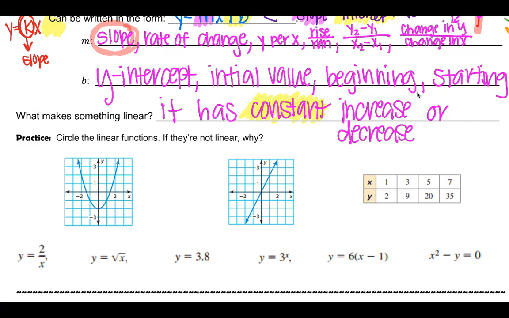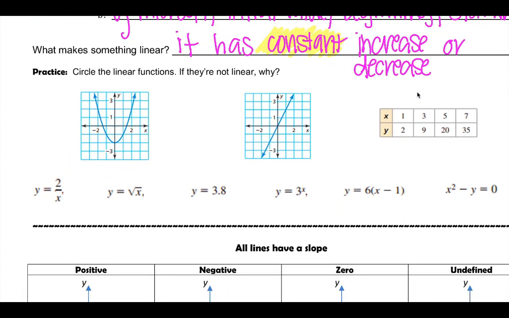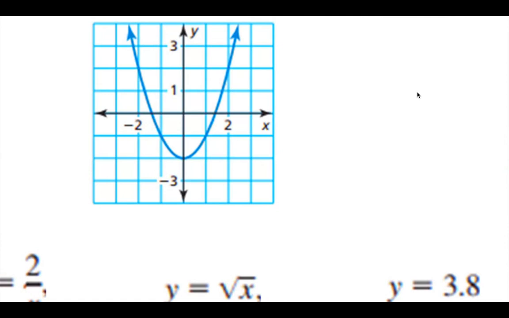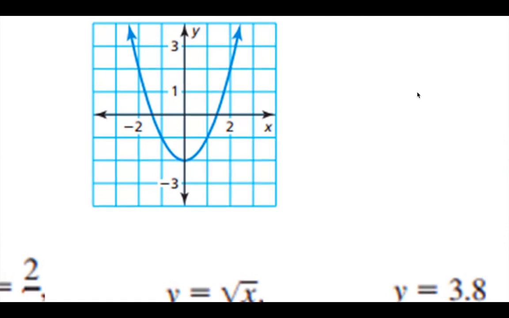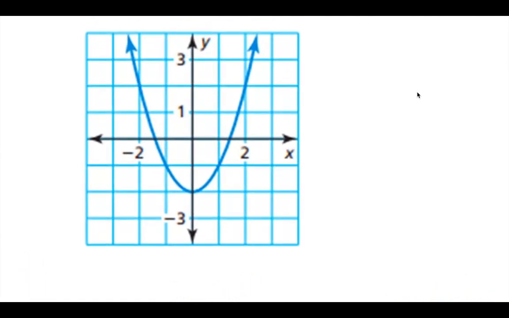So practice, it says, circle the linear functions. If they're not linear, why? So let's circle the linear functions. This first one's a graph of a parabola. We've been looking at these with domain and range. This is not linear. It's not a line. It's because of what's happening down here. What's happening? There's a curve. So it kind of looks like it's constant, and then all of a sudden it makes a curve.